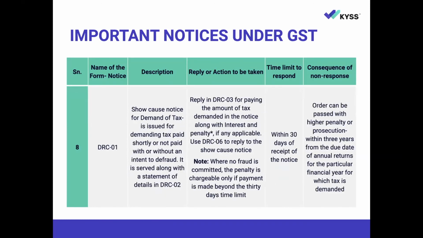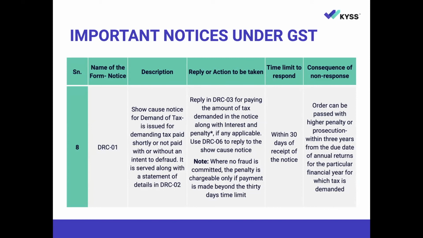DRC 01 is in very simple terms a demand notice for collection of taxes. A lot of us would have seen these notices under income tax. A tax demand challan will be sent. The challan under GST to collect taxes, which is due to the department, is called a DRC 1. It is usually sent along with another statement which will explain the calculation behind the demand, that is called a DRC02.